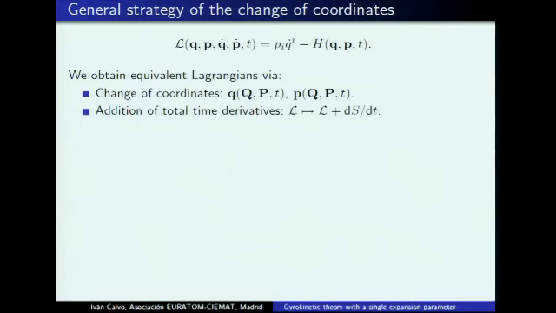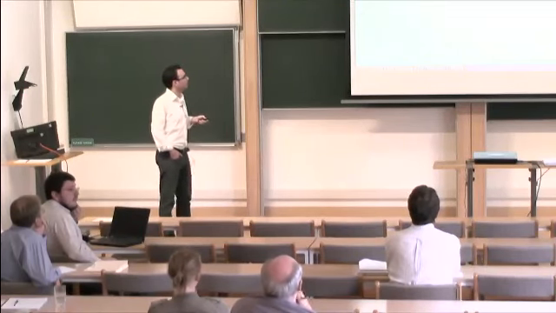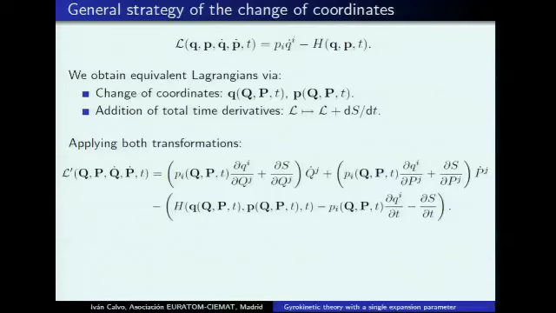In this phase space Lagrangian formalism, one has, so to say, two tools to play with and obtain equivalent Lagrangians: changes of coordinates in phase space, maybe time dependent, and the addition of total time derivatives, which of course do not change the equations of motion. Applying both transformations, you obtain a transformed Lagrangian in which, in principle, both parts get modified: the symplectic part, which I'm calling the part which goes with velocities, and the Hamiltonian. So one can play with these two ingredients in order to impose the desired conditions on the gyrokinetic Lagrangian, if they are achievable, of course.